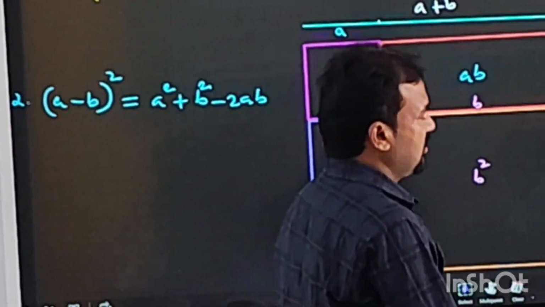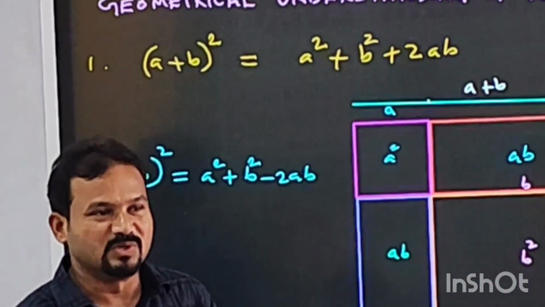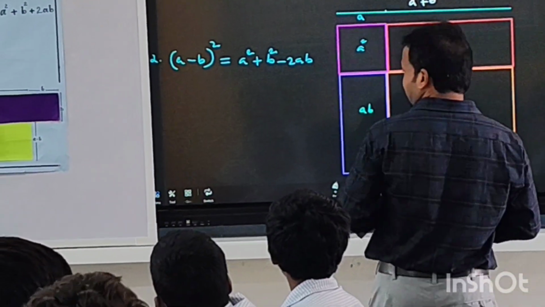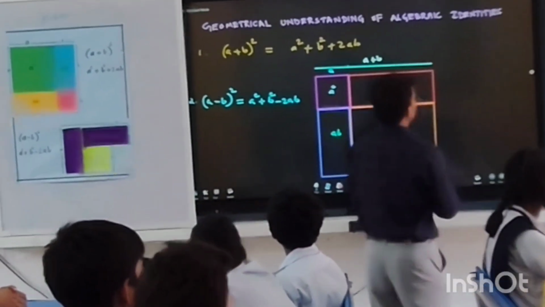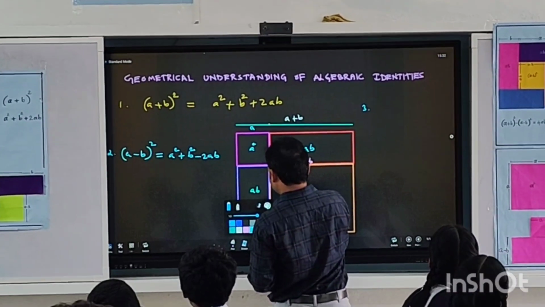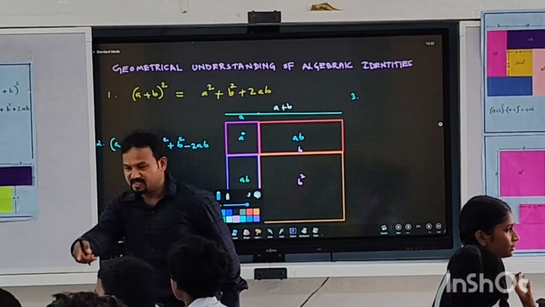Now tell me how we will prove, how we will understand (a plus b plus c) whole square. Geometrically, the third one. So you have material with you. Now arrange for this second one quickly.